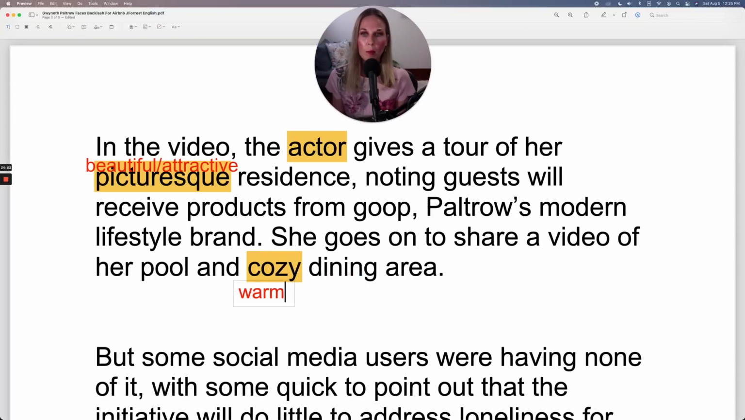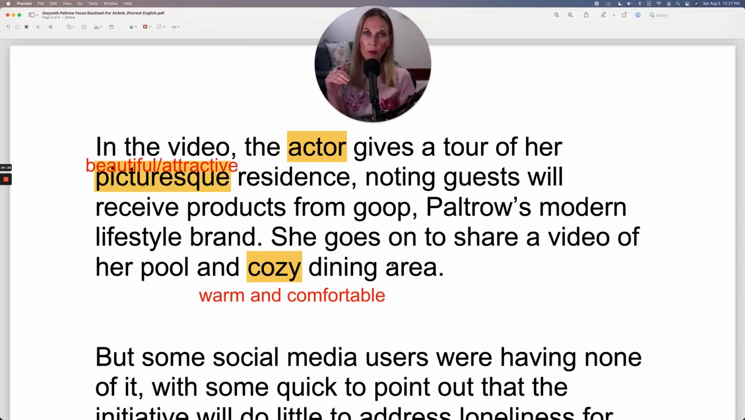To me, cozy means warm and comfortable. So let me spell this correctly for you, comfortable. So if this dining area is described as cozy, I picture really comfortable couches, lots of pillows, maybe some blankets that I can get nice and warm with. Maybe there's a fire going, and all of that gives the image of warm and comfortable, cozy.